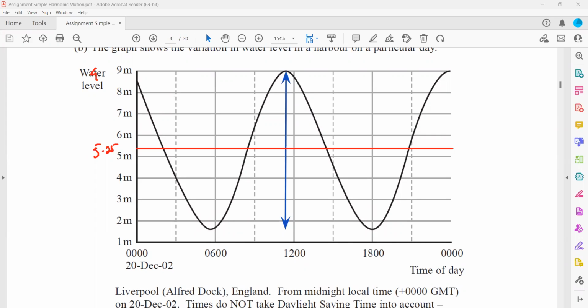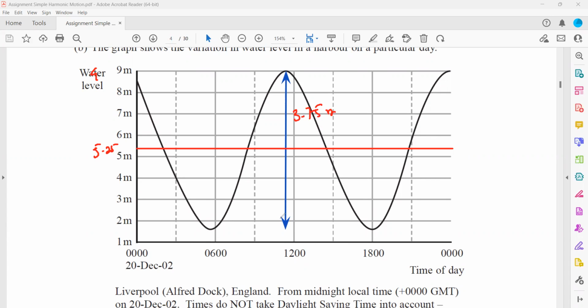Is this one clear? The amplitude can be any value, we just take the difference between the two. So it will be 9 minus 5.25, which is 3.75. So the amplitude is coming out as 3.75, and the unit is meters.